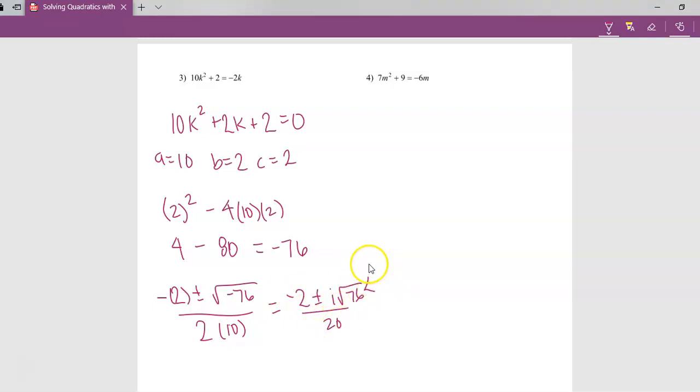Looks like I can break 76 down. This would be 2 times 38. This would be 2 times 19. And I believe 19 is also prime. So this would be negative 2 plus or minus 2i square root 19 over 20. And now because 2, 2, and 20 all have that common factor of 2 in them, I can simplify this to negative 1 plus or minus i root 19 over 10.